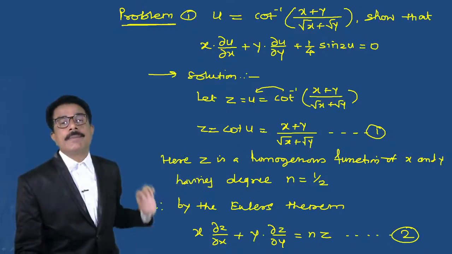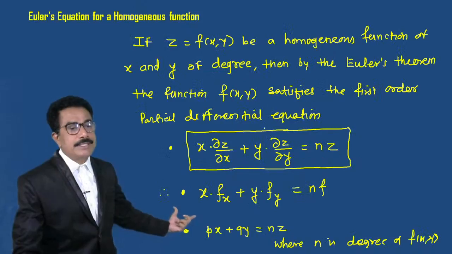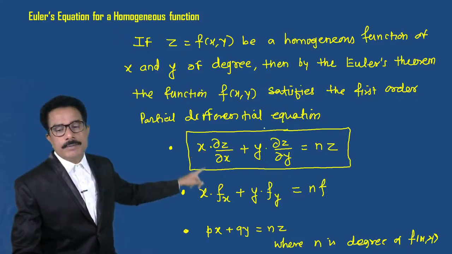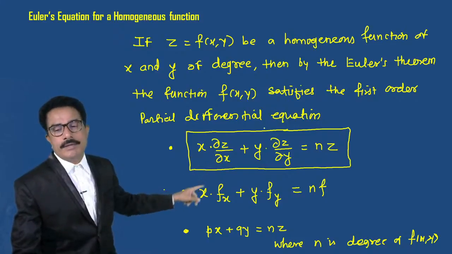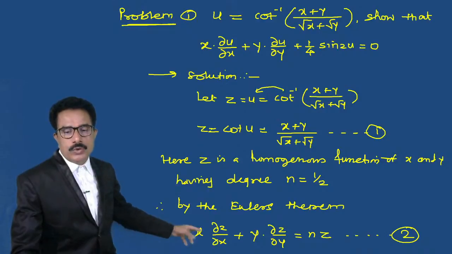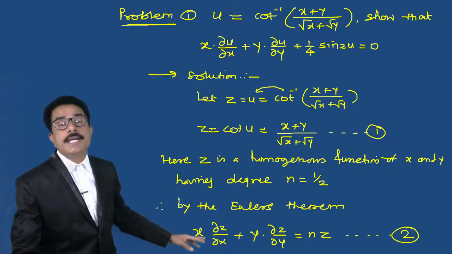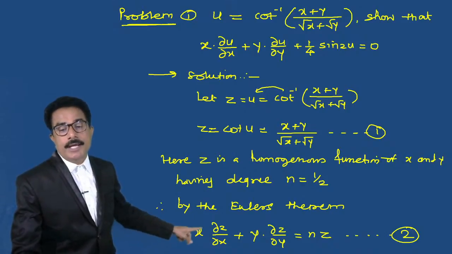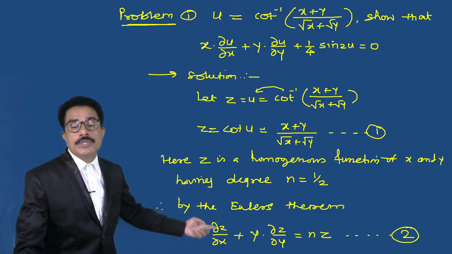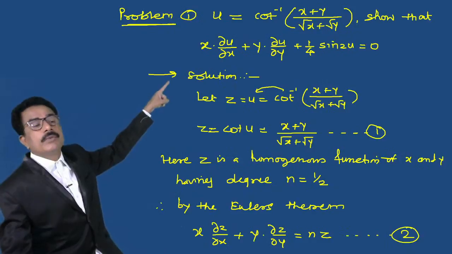whose degree is 1/2. Now by Euler's theorem, if the function is homogeneous then we use Euler's theorem: x into dou z by dou x plus y into dou z by dou y which is equals to nz. We can use this, and the value of n is known. Now what do we need to calculate? We need to calculate dou z by dou x and dou z by dou y and substitute them in equation 2, and that will be our required proof.